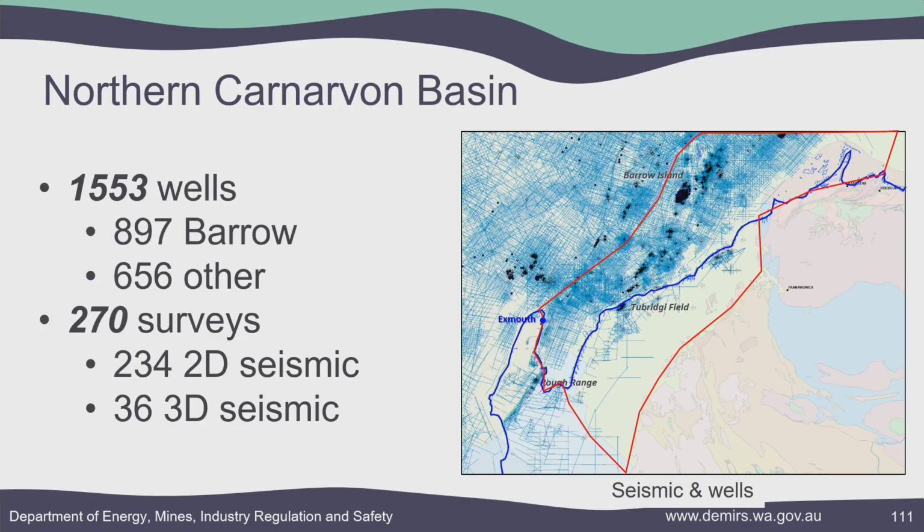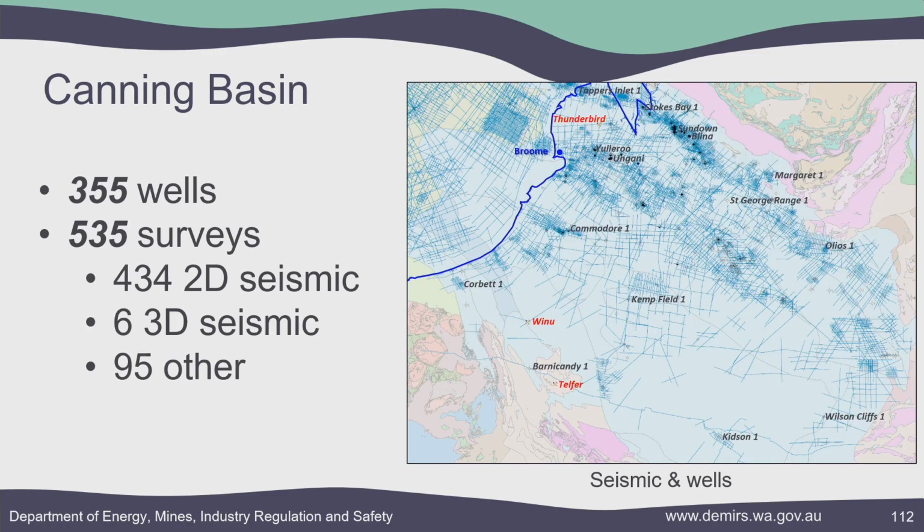The large number of wells, nearly 900 of those on Barrow Island. All of the 3D surveys are offshore. Most of them just cut into the state waters, but most of them are actually outside the state waters. Canning Basin, very large area. Not a lot of data in the southern Canning Basin, which we've finished mapping. A lot of data in the northern part.